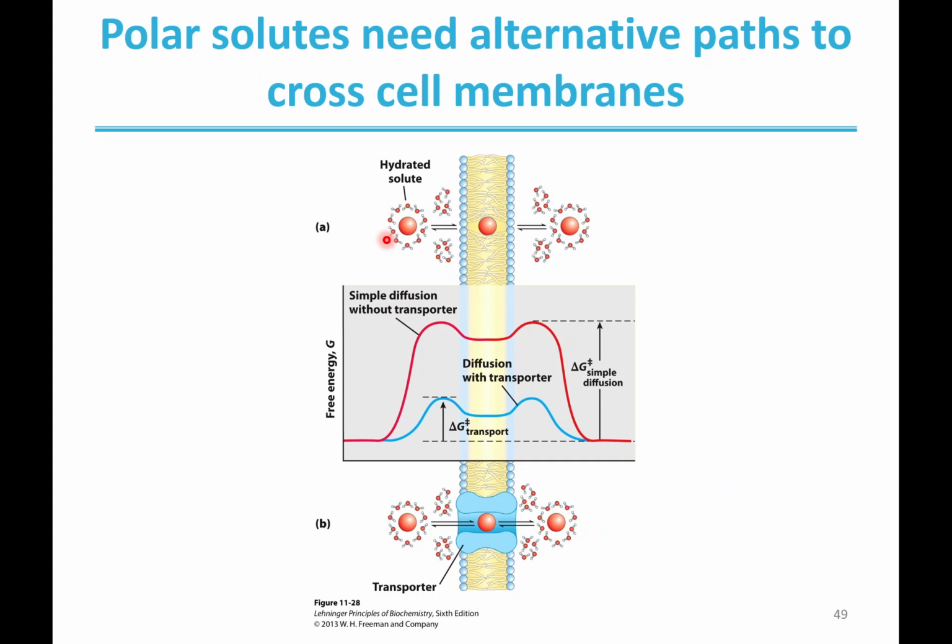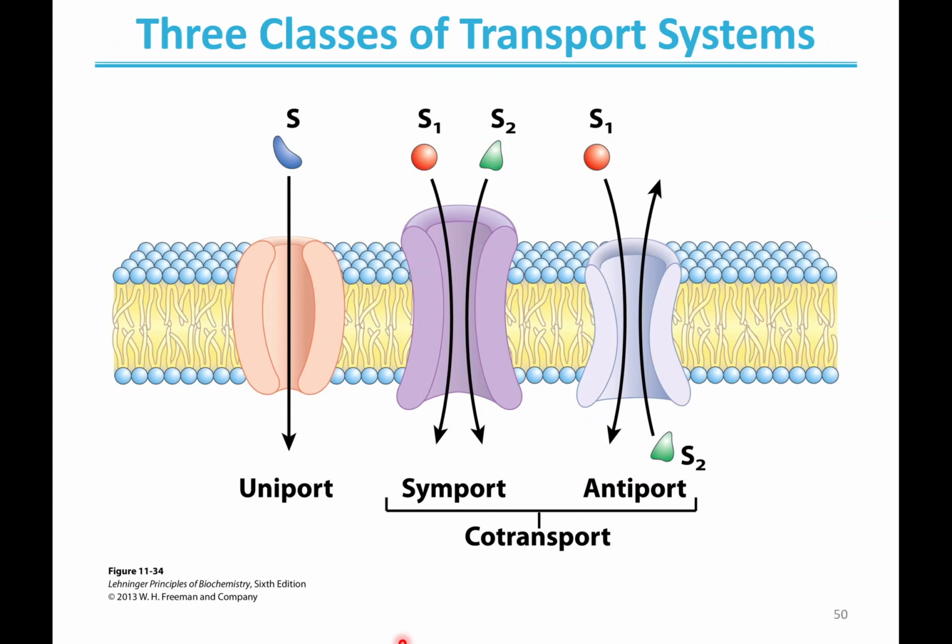Something that could take years or longer for a polar molecule to break through that membrane can now be done in seconds or milliseconds. Okay. So there are three classes of these transport systems, and they're based on directionality. One, you can have something called a uniport, and that's when you're moving one molecule in one direction. You can also have cotransport, a couple different types, and that's when you move two molecules at once. A symport is when you're moving two molecules in the same direction, and an antiport is when you have two molecules moving in opposite directions.